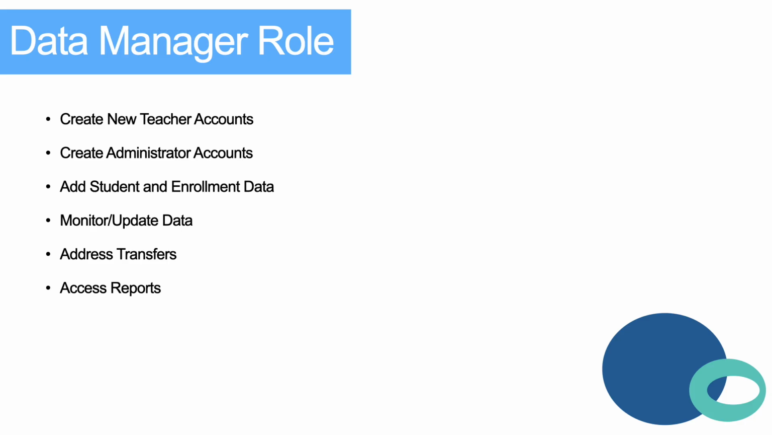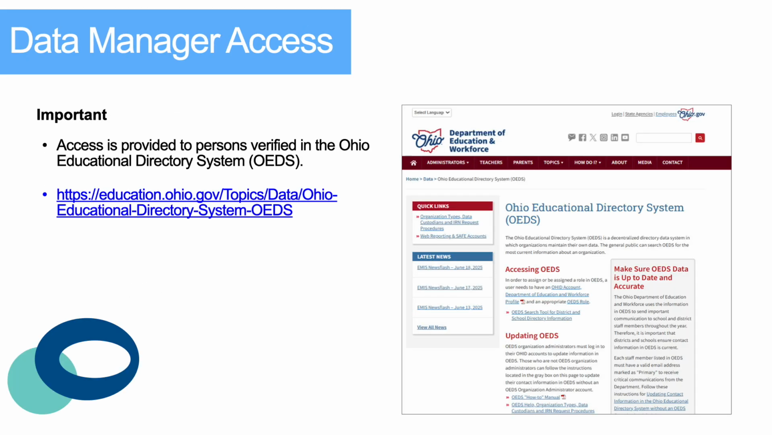If you are not currently a data manager in the system and you need to get access to become a data manager, you'll need to have someone in administration in your location provide you with access via the Ohio Education Directory System. So they'll need to go into OEDS and add you as an assessment data manager. And once you have access as a data manager, then we will receive that information and can add you to the system if you haven't already been added.